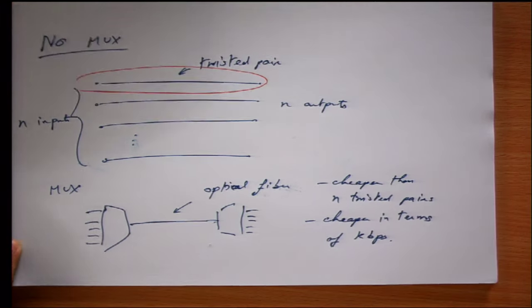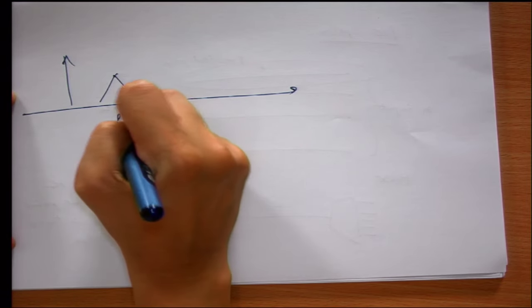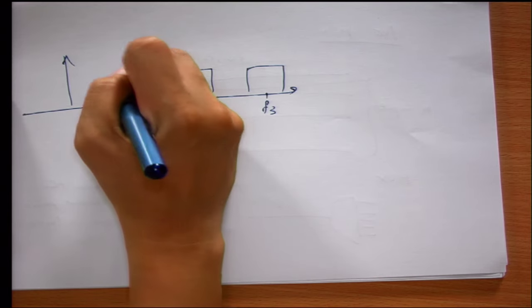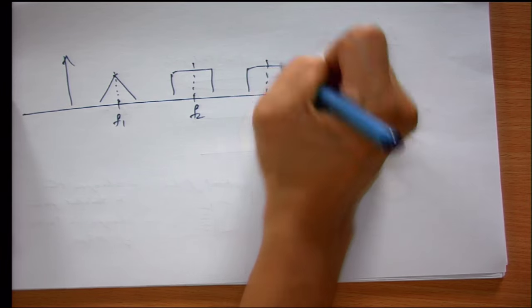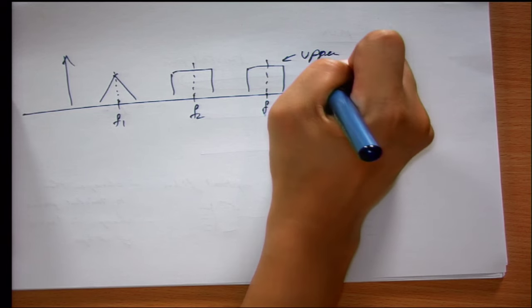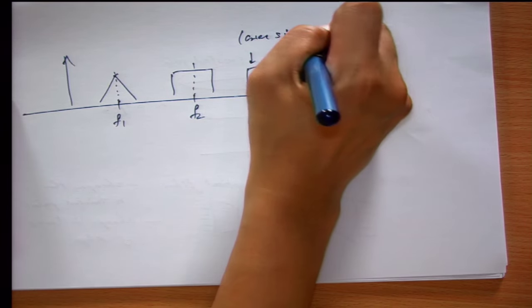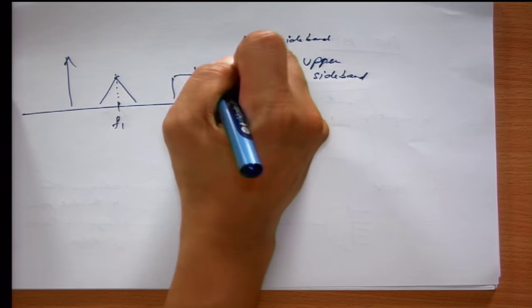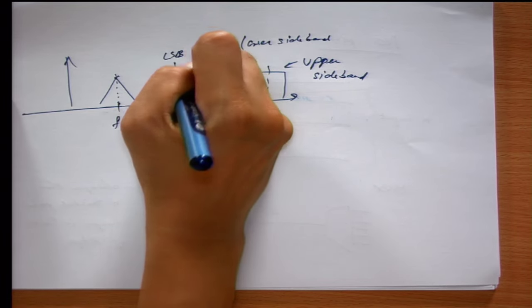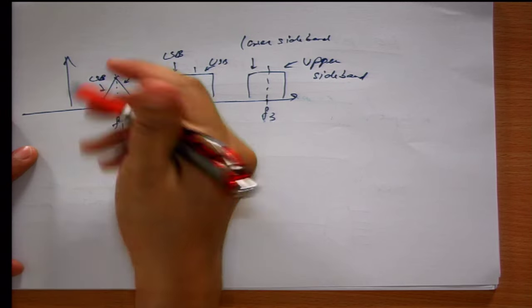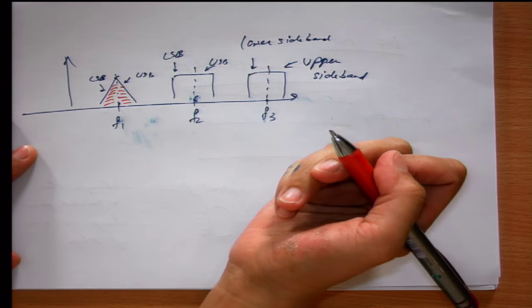This is a carrier, right? And this is called the upper sideband. This is called the lower sideband of this spectrum. Again, this is the upper sideband and lower sideband. This is the upper sideband and lower sideband. And you can see that the upper sideband and the lower sideband are symmetric. They are the mirror of each other.